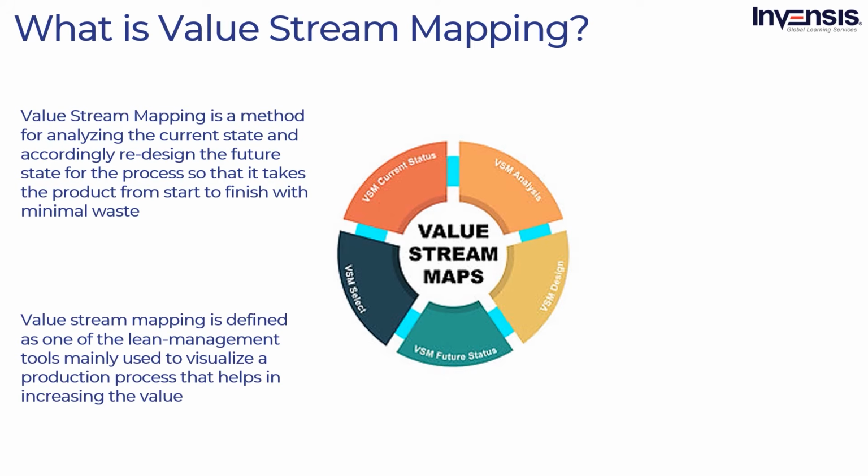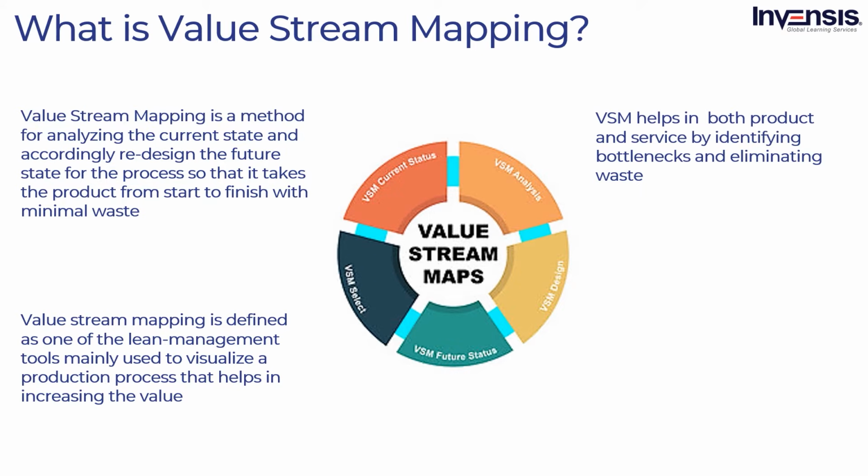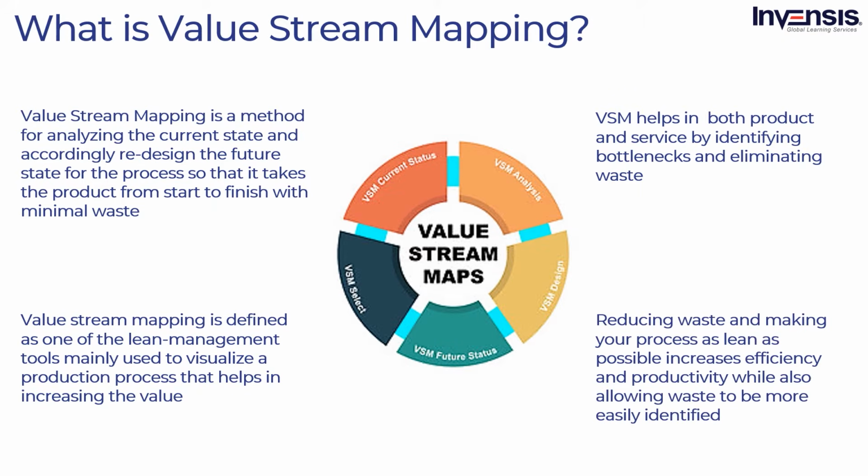In general terms, value stream mapping is defined as one of the lean management tools mainly used to visualize a production process that helps in increasing the value of both product and service by identifying bottlenecks and eliminating waste. Thus, it helps you review the steps within the process that takes the product from beginning to end so that you can discover ways to eliminate defects and make the process as lean as possible.